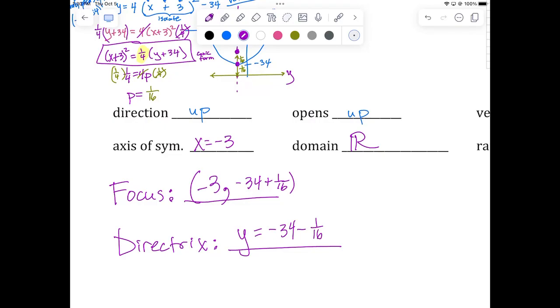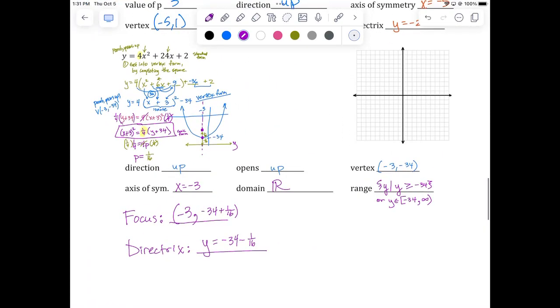And I'll leave it like that. If you had a calculator, you could type that in and get a decimal. I'm not interested in the decimal. I want you to understand what we're doing. The focus is up, so it's plus the focal length. The directrix is down, so it's down the focal length. And that's it. Okay? That was a good problem.